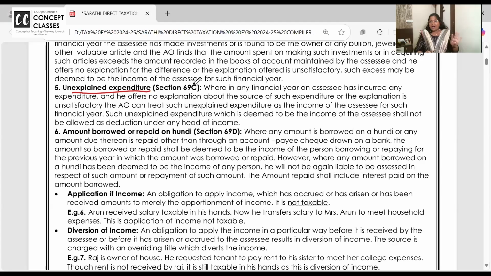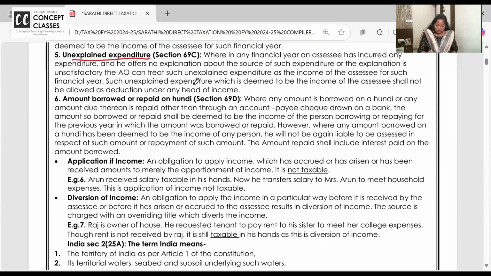Tomorrow is the third and last day of the basics. Then we'll do agricultural income, residential status, and straight we'll dive into heads of income. So whatever doubts you have, ask.